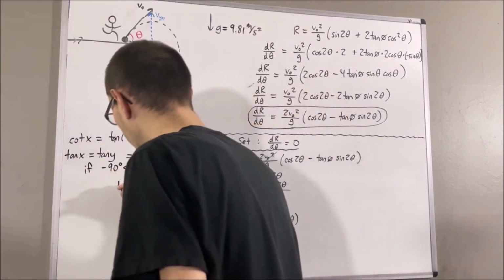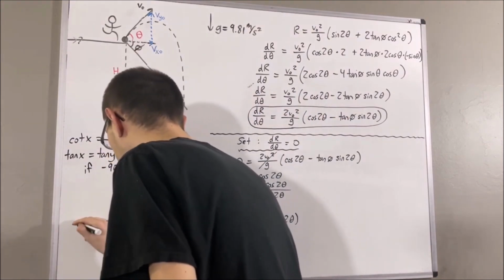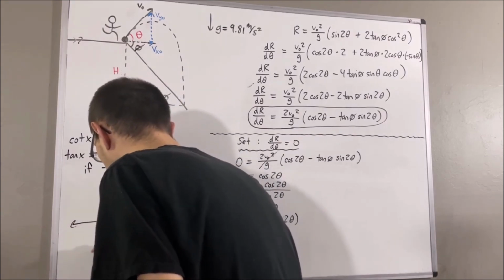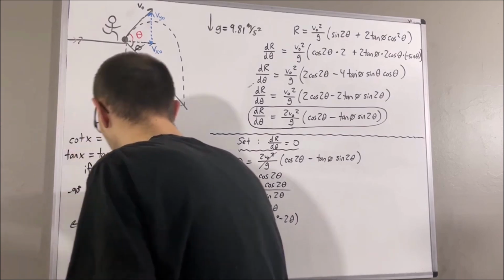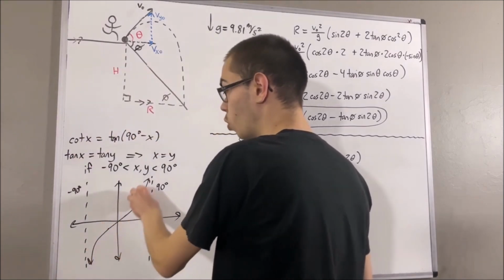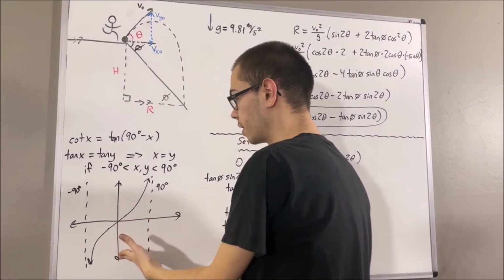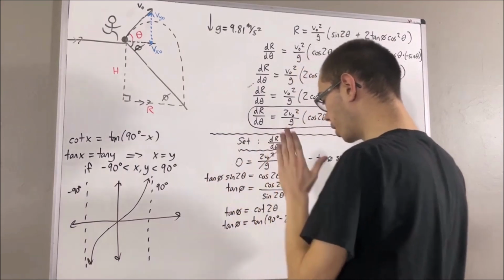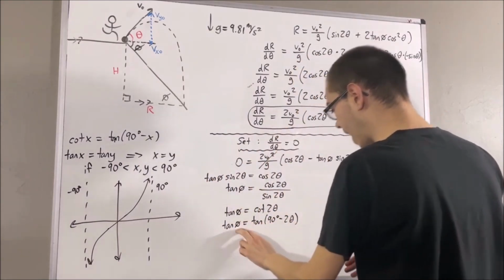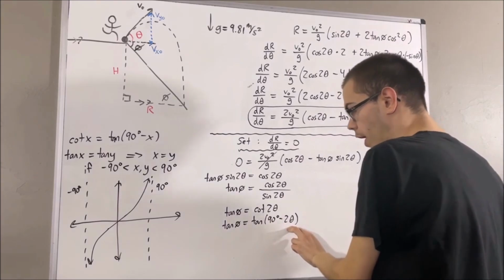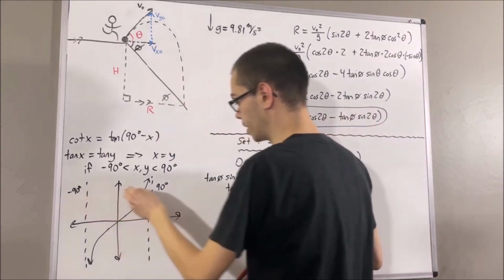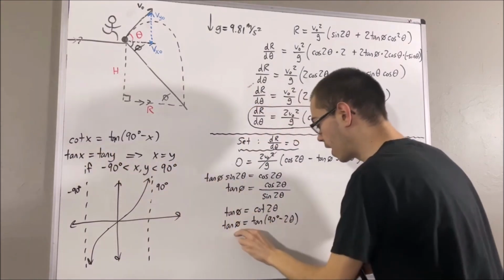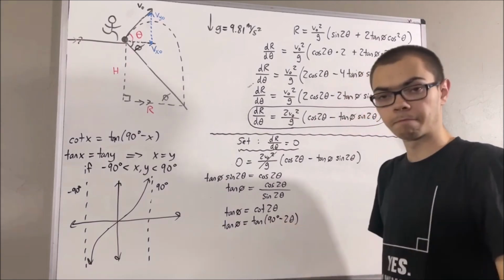Right? This is because if we consider the function tangent of x on the interval negative 90 degrees to 90 degrees, we know it looks something like this. The tangent function is a one-to-one function. Because of that, we can be sure that this statement is true. And so what we're going to do is we're going to show that phi and 90 degrees minus 2 theta both lie in the interval negative 90 degrees to 90 degrees. From there, we can use this fact to conclude that phi is equal to 90 degrees minus 2 theta.